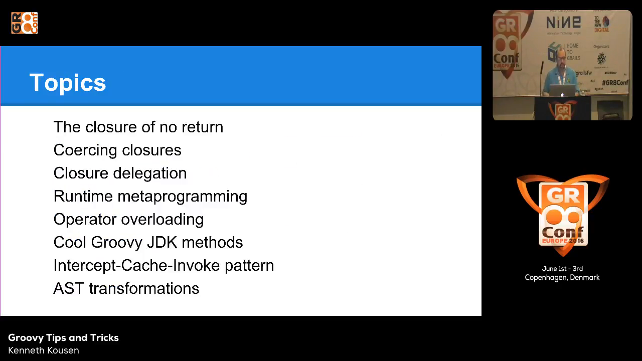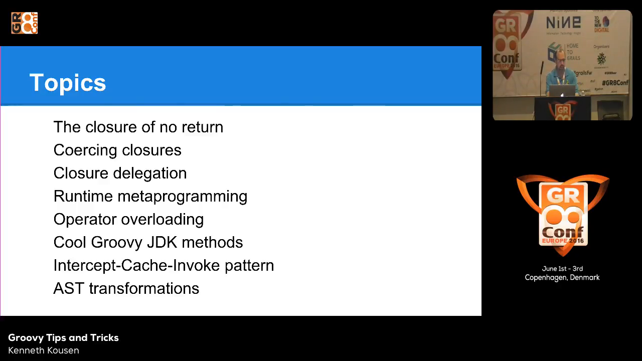Okay, moving on. I have a few topics here, but I'm actually going to show you some alternative examples. I want to talk about closures because there's some somewhat unexpected behavior that some people find on closures. Again, not real advanced, but I found it a little surprising. I want to talk a little bit about closure coercion. I'm not really going to talk about the delegation. I do want to show a little bit of the runtime metaprogramming, mostly because I learned a pattern from Jeff Brown years ago called intercept, cache, and invoke, and I've got a somewhat amusing little example that works with it.